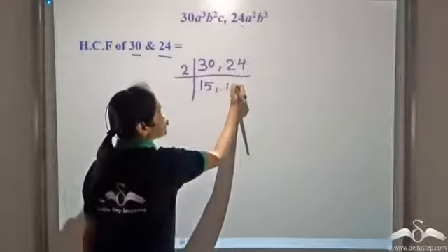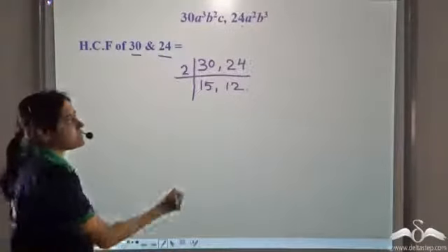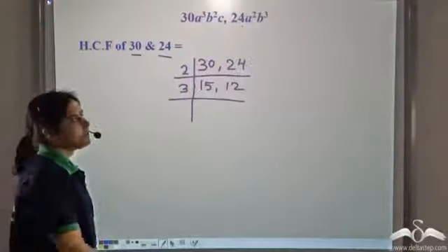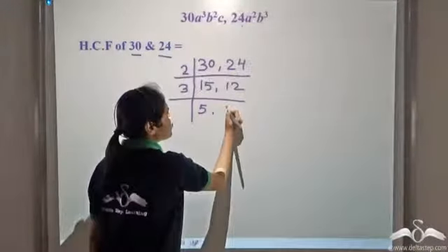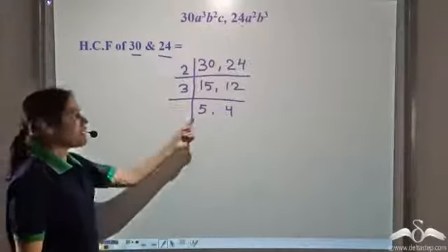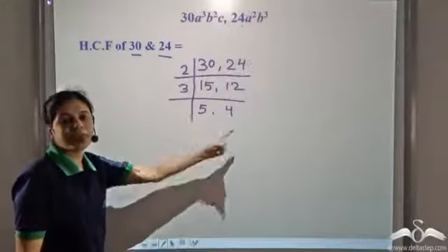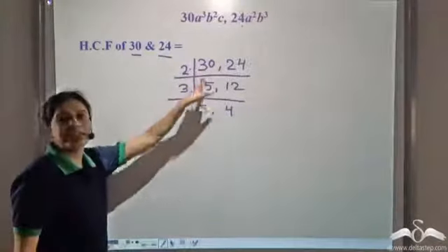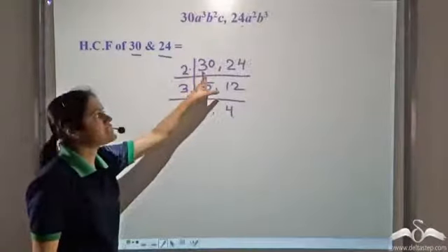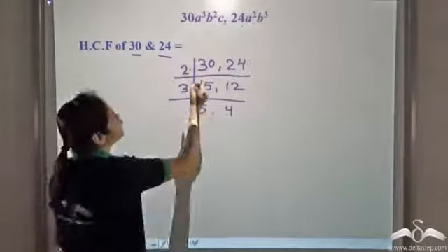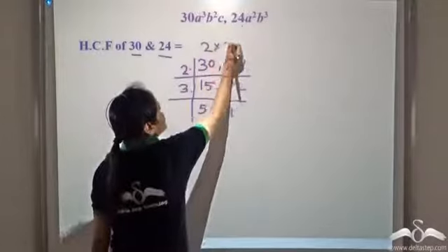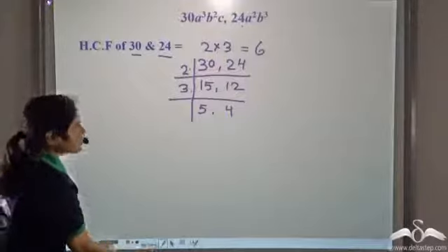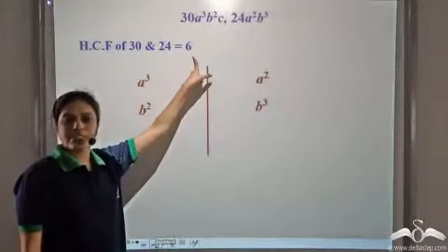Now these two terms are divisible by 2. We divide them by 2 and write 15 and 12. Now again these two terms are divisible by 3. So we get 5 and 4. Now 5 and 4 do not have a common factor apart from 1. So we get 2 into 3 as the HCF of 30 and 24, which is 6. So the HCF of the numerical part is 6.